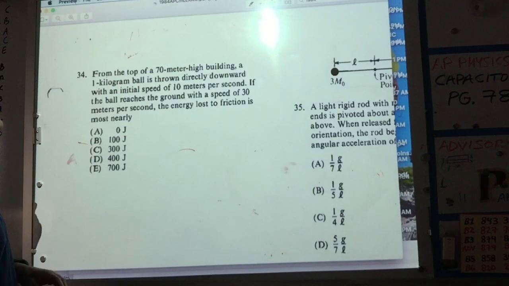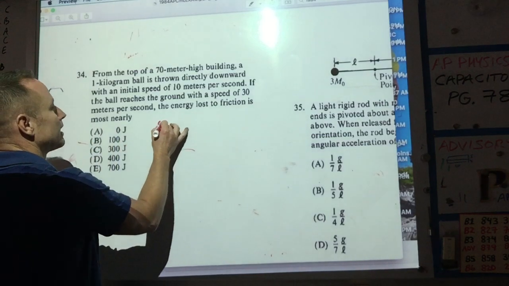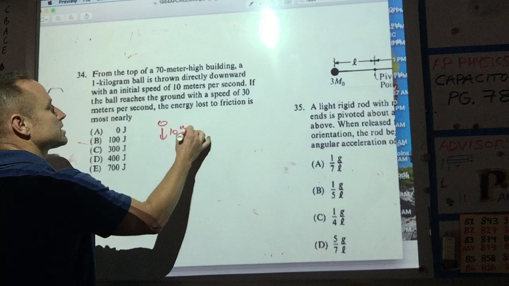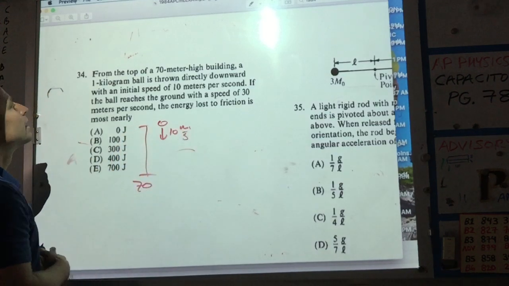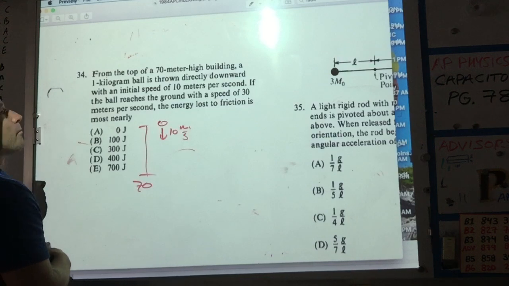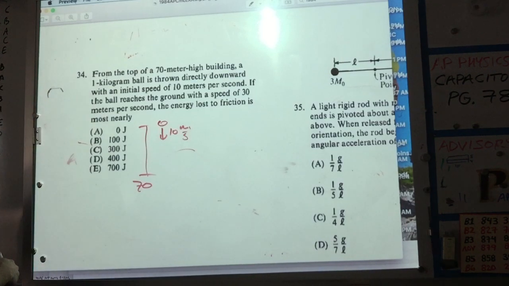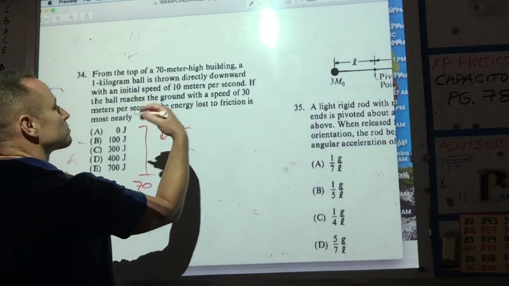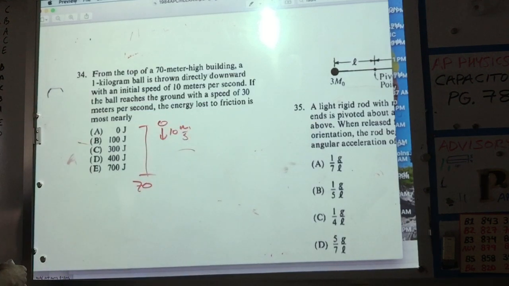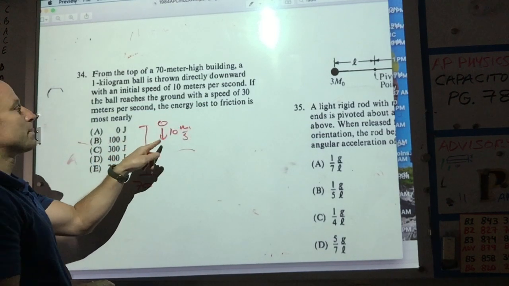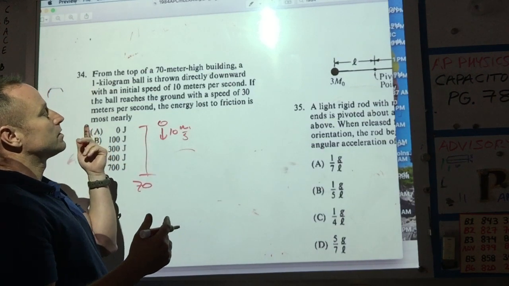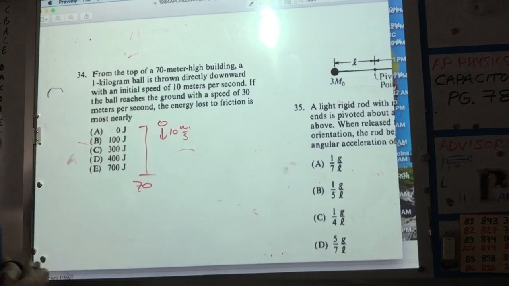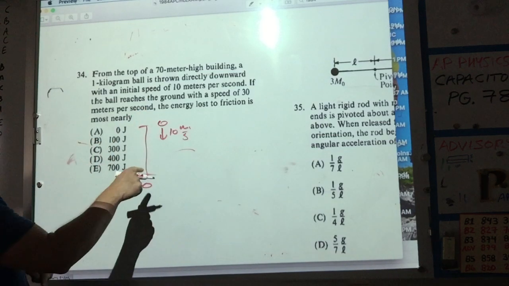Here we go, 34. Top of a 70-meter high building, a 1 kilo ball is thrown downward at 10 meters per second. Okay, so 10 meters per second, 70 meters. If the ball reaches the ground with a speed of 30, the energy lost to friction is what? Oh, okay, so we should see how fast it would have been going without the friction, and then we can compare. Oh, never mind, I take that back.